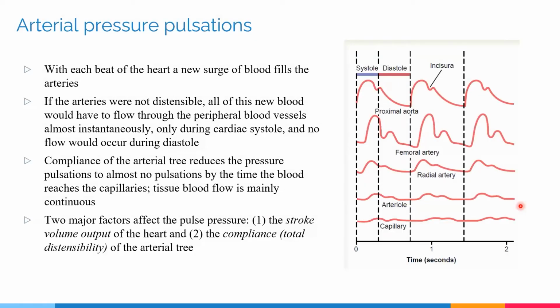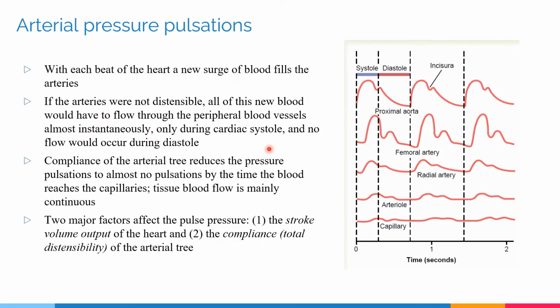Next, we move on to the arterial pressure pulsations that we have seen a bit just before. So this is essentially the same thing. With each beat of the heart, a new surge of blood fills the arteries. If the arteries were not distensible, all of this new blood would have flown through the peripheral blood vessels almost instantaneously, only during the cardiac systole, and no blood would have flown through during the diastole. Systole is the phase during which the heart ejects blood into the arteries, and diastole is when the heart rests and allows blood to be filled into it.